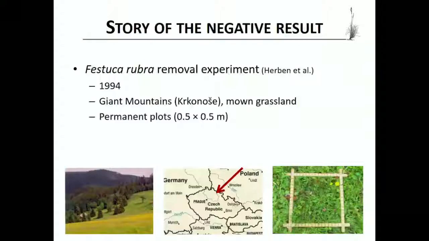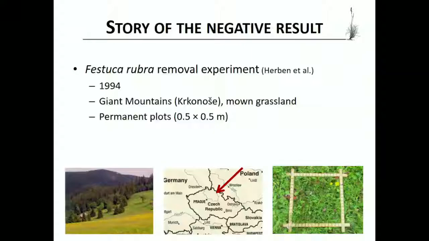So they set up small permanent plots, half a meter by half a meter, because this site is highly dominated by Festuca rubra, which is a grass species, and it forms up to 30% of the total biomass on these stands. Their objective was to find out, if they remove this dominant, how the species will compensate for the absence of the dominant species, and how the interactions will change.